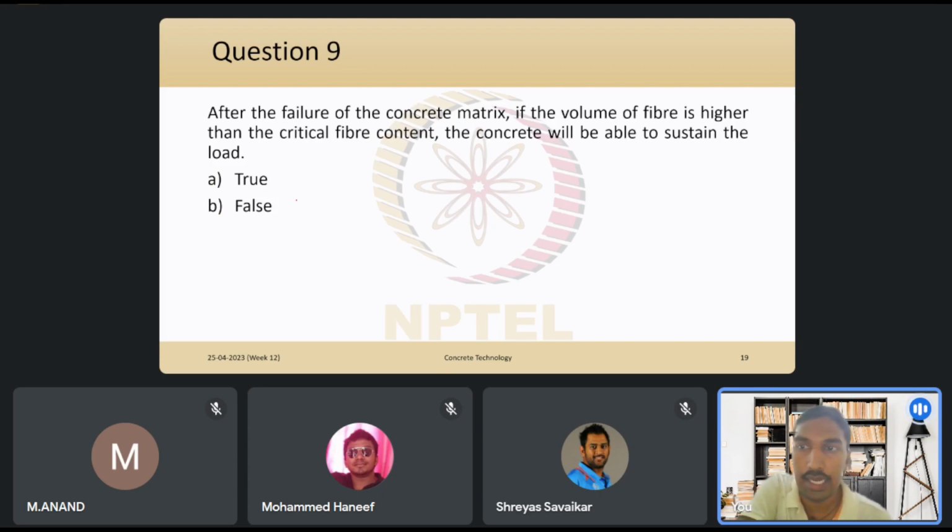Okay, so question number 9 is: after the failure of the concrete matrix, if the volume of the fiber is higher than the critical fiber content, the concrete will be able to sustain the load. Is this statement true or false?